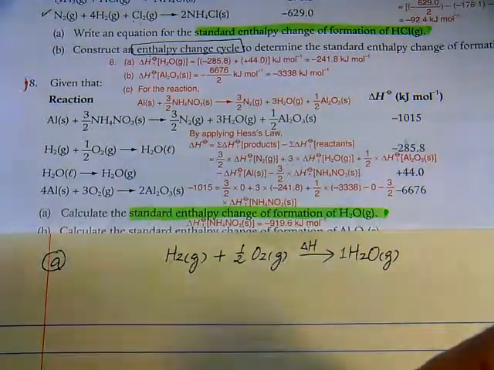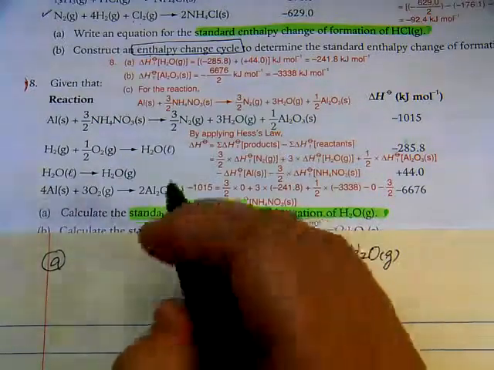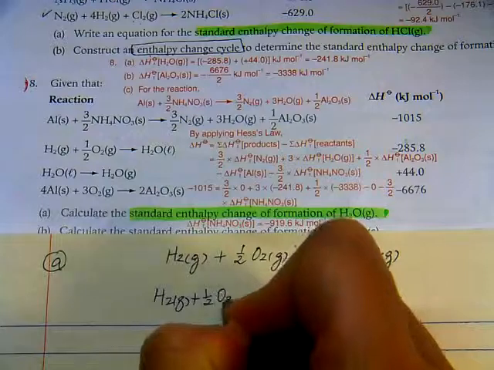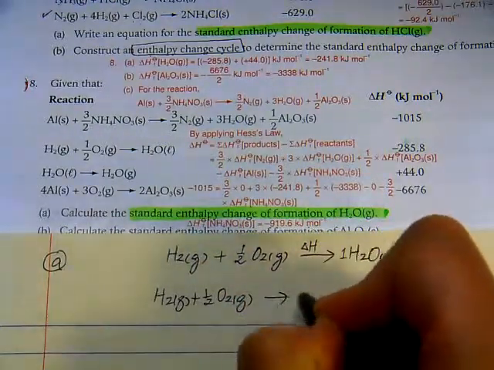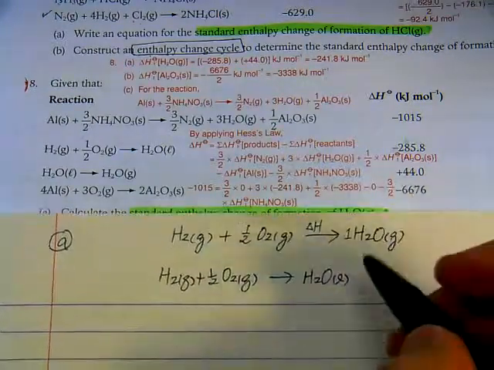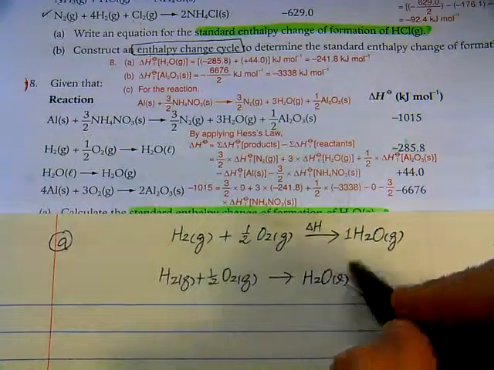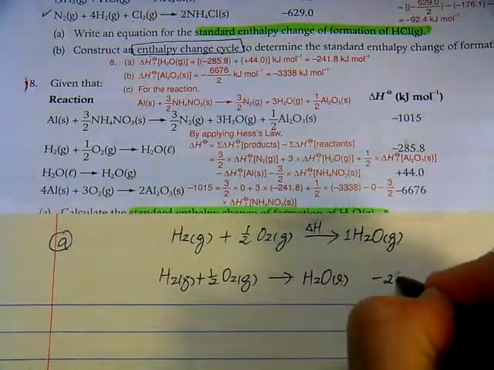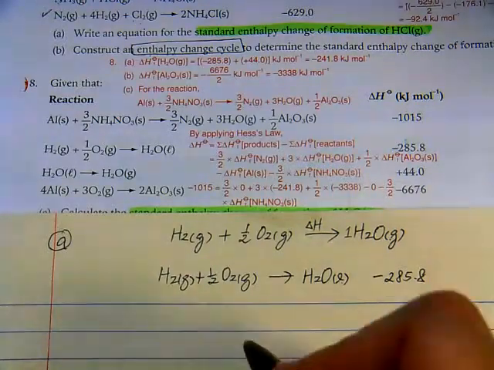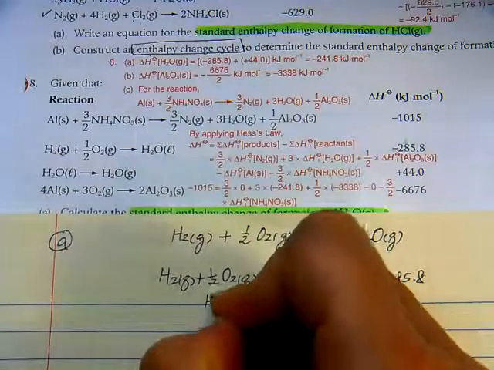How? Look at the second equation. It's easy. This is the second equation, very similar to our target. The only difference is this is gas state and this is liquid, with delta H equal to -285.18. And then I copy down this equation.